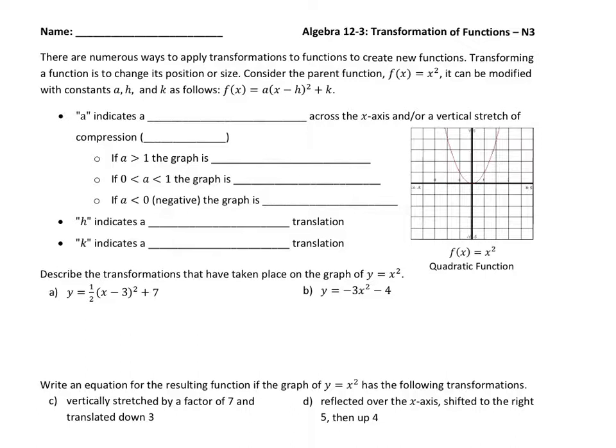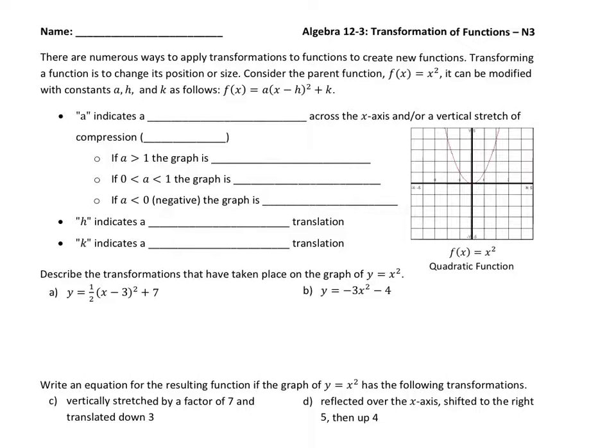There are numerous ways to apply transformations to functions to create new functions. Transforming a function is to change its position or size. Changing position would be reflect, rotate, or translate. Changing its size would be dilate. Consider the parent function f of x equals x squared. It can be modified with constants a, h, and k as follows.